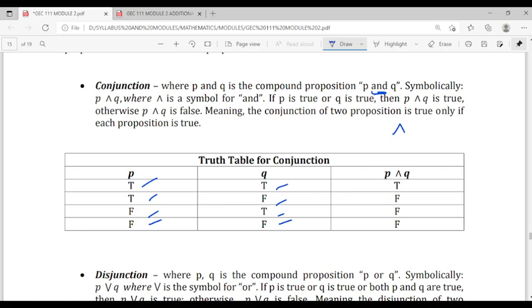so if P is true, Q is true, then P and Q is also true. Otherwise, false siya. So ibig sabihin, if P is true, Q is true, our conjunction is true. So otherwise, false siya. If P is true, Q is false, false. Followed by P is false, Q is true, our conjunction for P and Q is false. And also, if P and Q are both false, then our conjunction is also false.